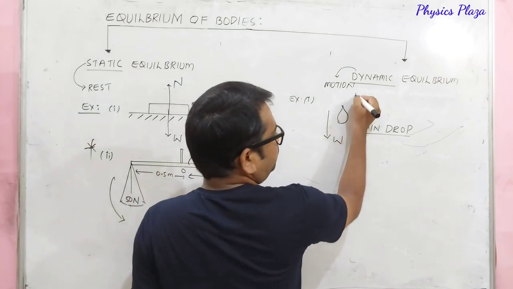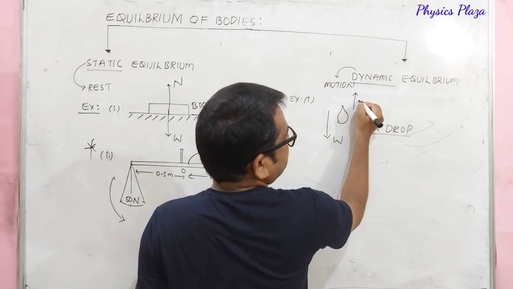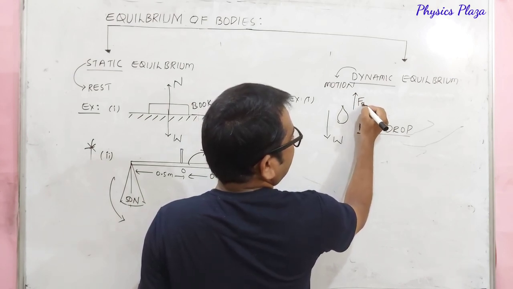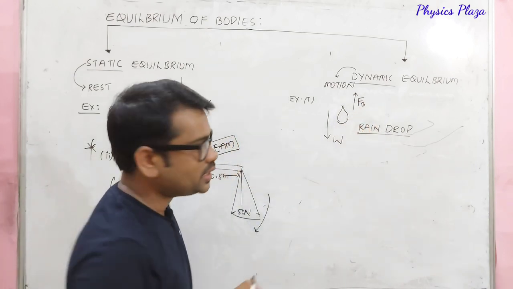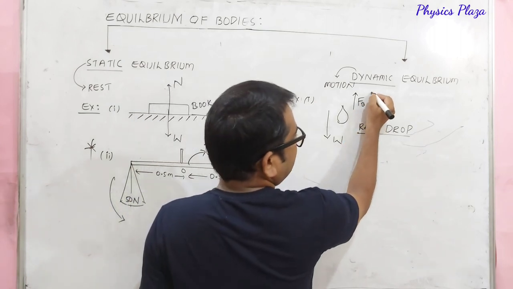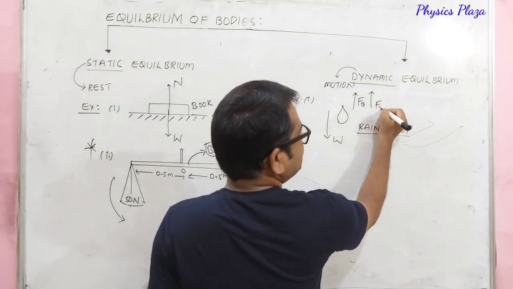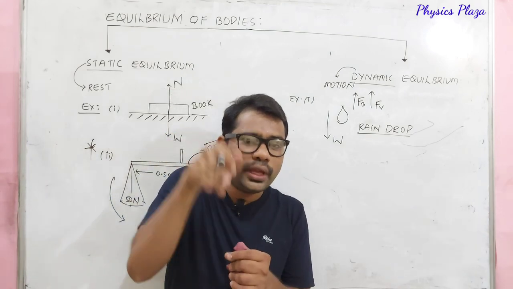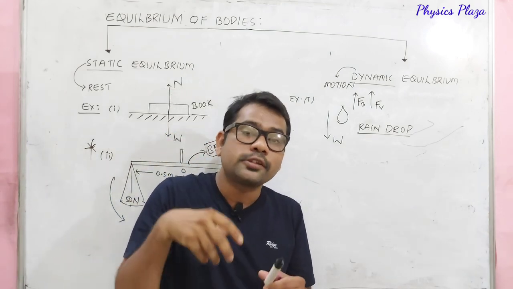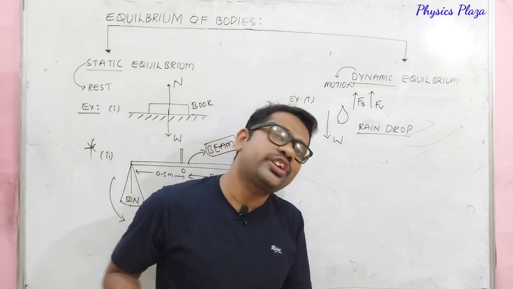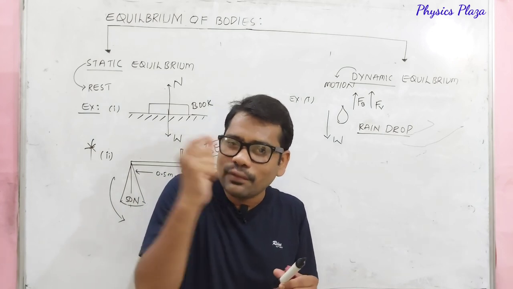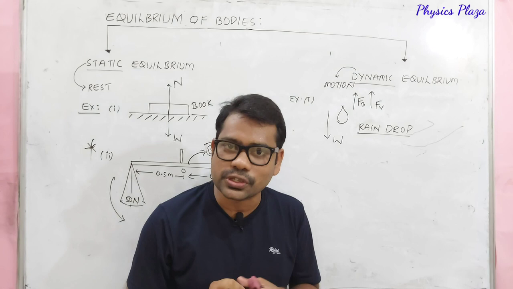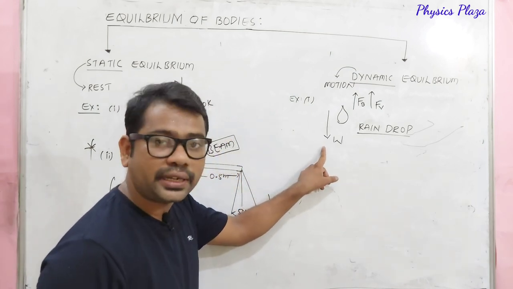And in an upward direction, dear children, upthrust, the force of buoyancy, will be acting. At the same time, there are viscous forces, as the raindrop is moving through the air, and air is a fluid. So obviously, there will be air friction. That we can call viscous force. Okay, so how many forces are acting, dear children?